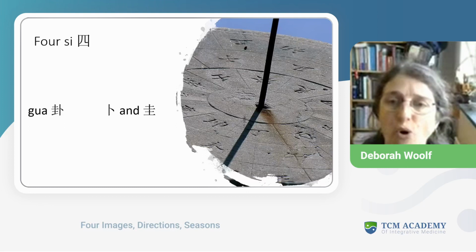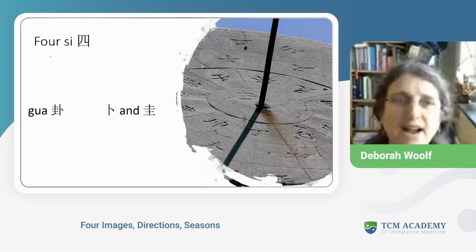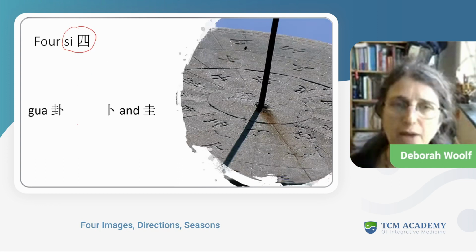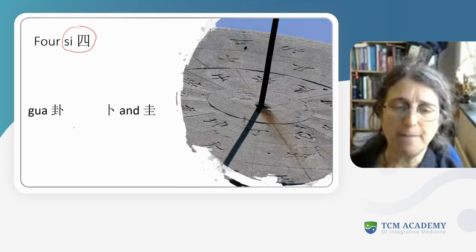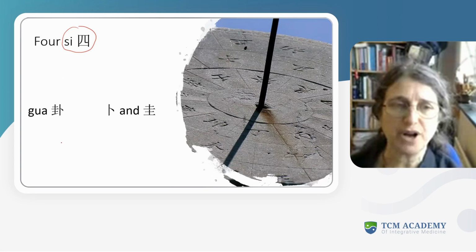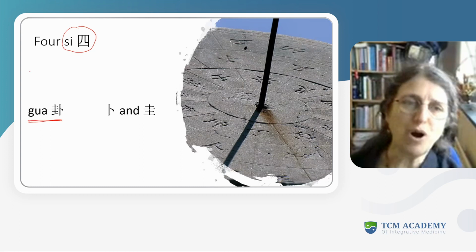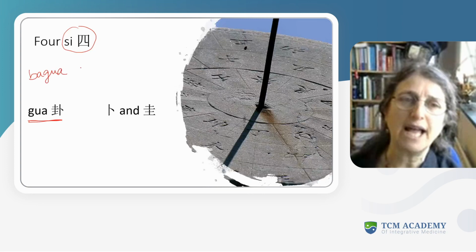So I'm going to talk about four. This is the character for four. And when we talk about four, I want to talk about the duograms. To talk about the duograms, I thought I would talk about this character gua, which you might have come across if you've done any reading on feng shui and stuff like that.